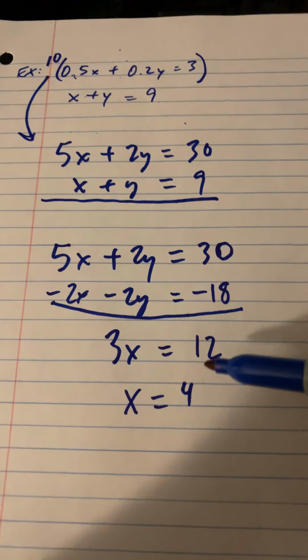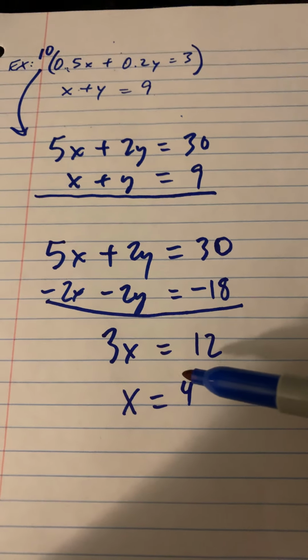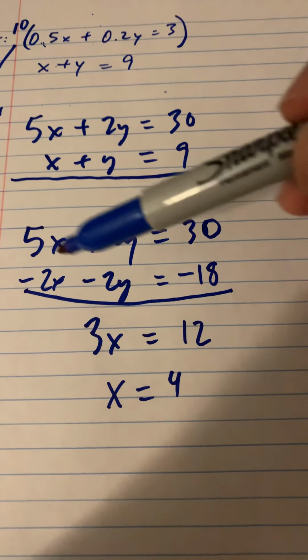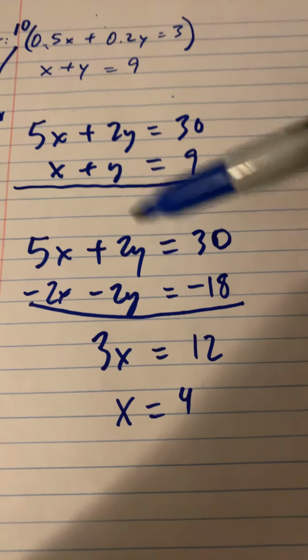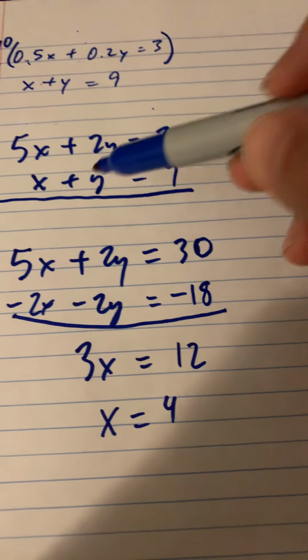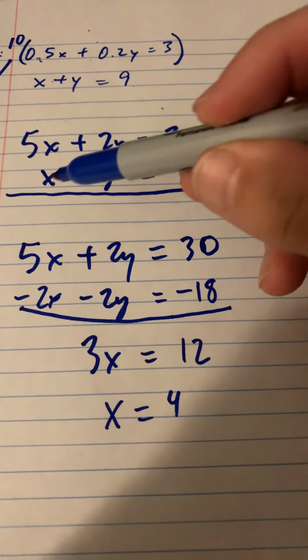Now I'm going to take my 4 and plug it into this one right here. We can do either one of them. Matter of fact, we could even plug it in right here. That's maybe even easier, so let's go with this one. x plus y equals 9. So let's plug in 4 for x.